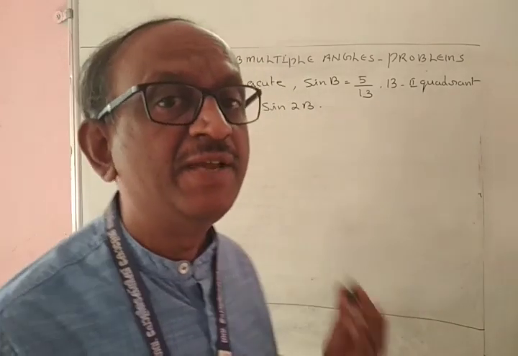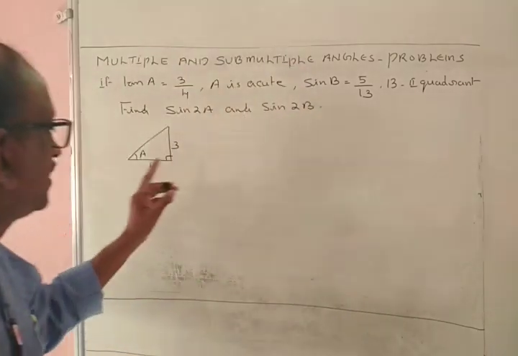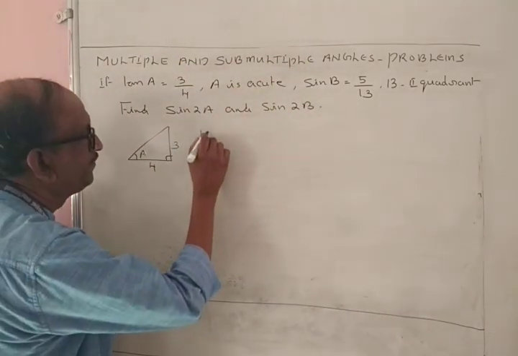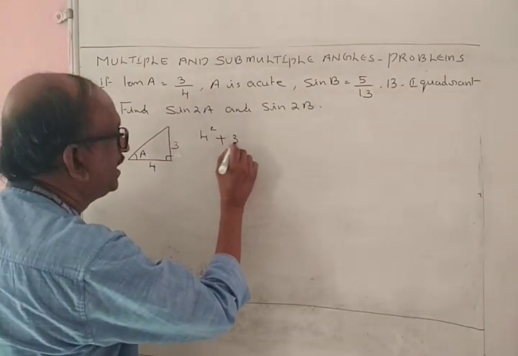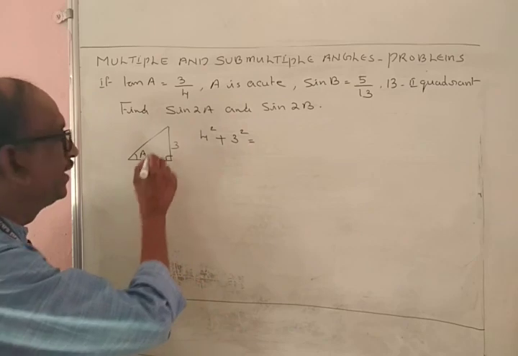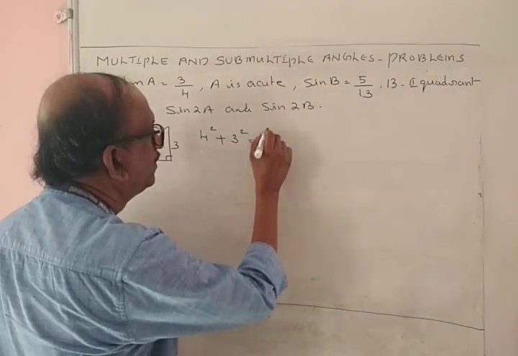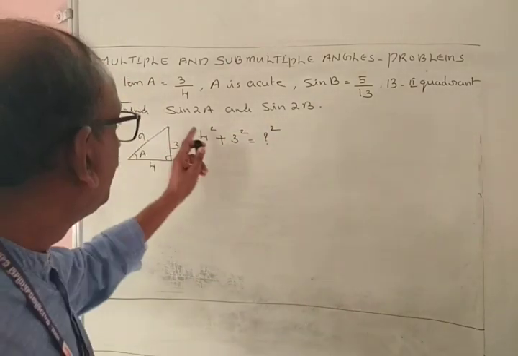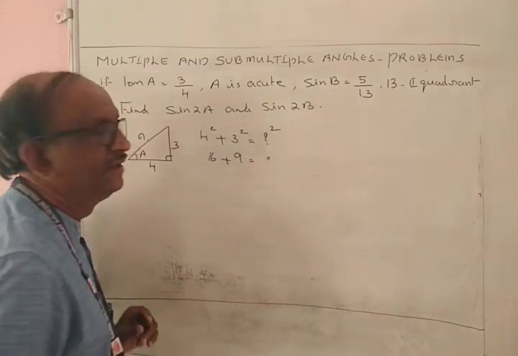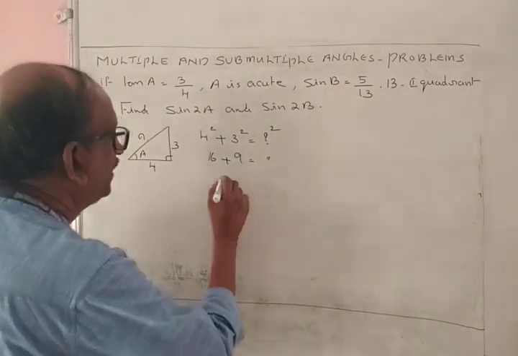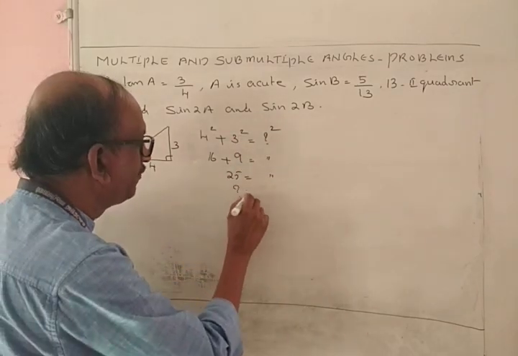How do you find the hypotenuse? The Pythagoras theorem states that base square, 4 square, plus altitude square, 3 squared, is equal to hypotenuse square. 4 squared 16 plus 3 squared 9 is equal to hypotenuse square. 25 is equal to hypotenuse square. Therefore, hypotenuse is equal to 5.